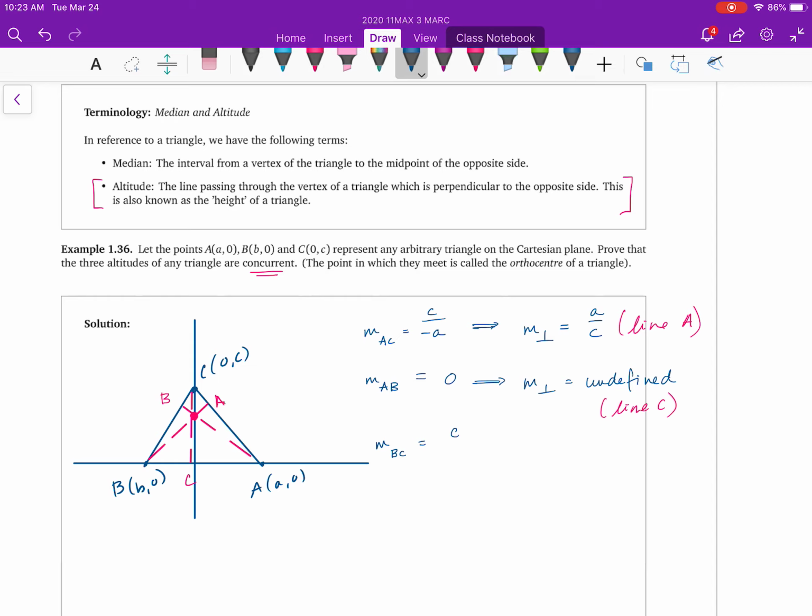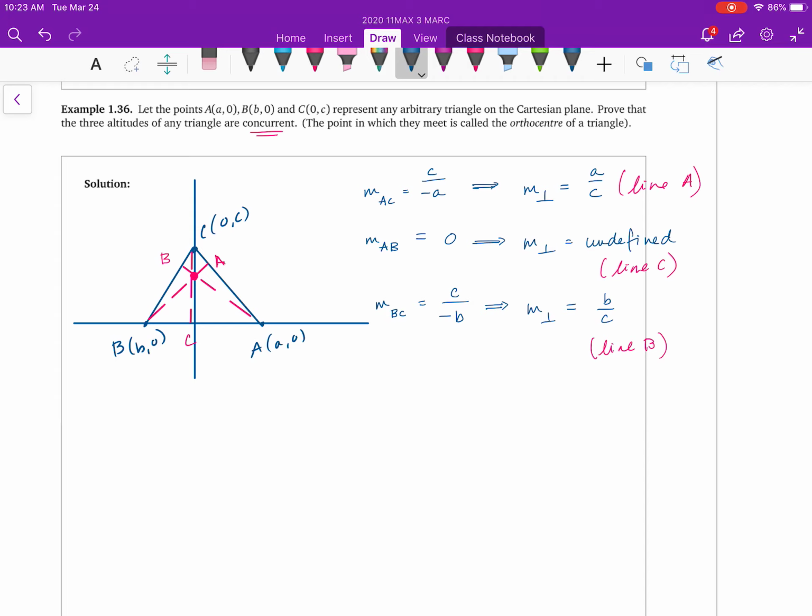And then again, one more time, I'm going to determine the gradient for the line passing through points B and C. And again, y minus y on x minus x, so c on negative b. And again, the perpendicular gradient for the altitude that I've labeled line B is going to be opposite sign, reciprocal, b on c. And that's the gradient that's going to correspond with line B. And again, remember, we're trying to prove that these three altitudes, the pink lines, intersect at the same point.